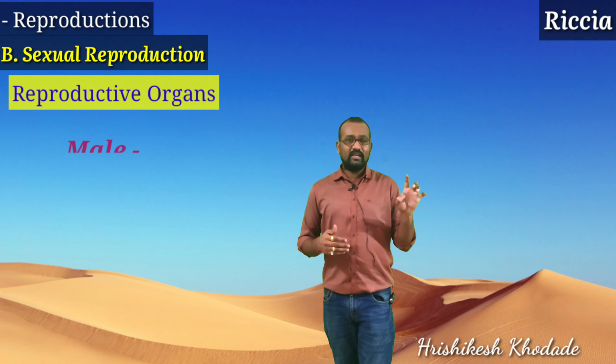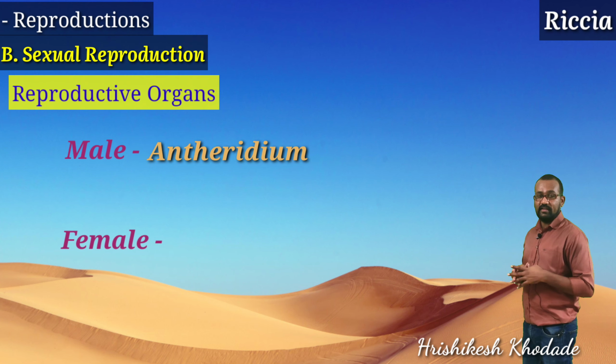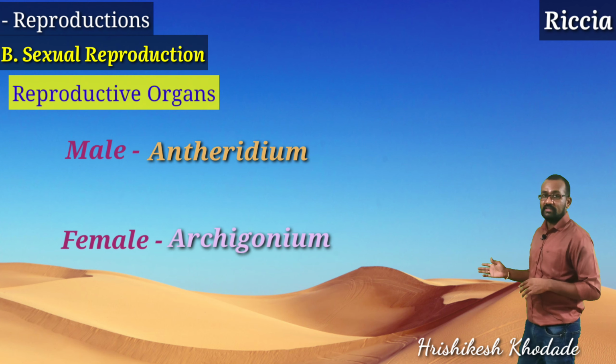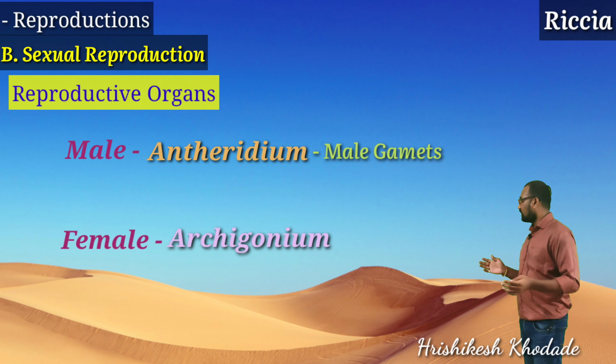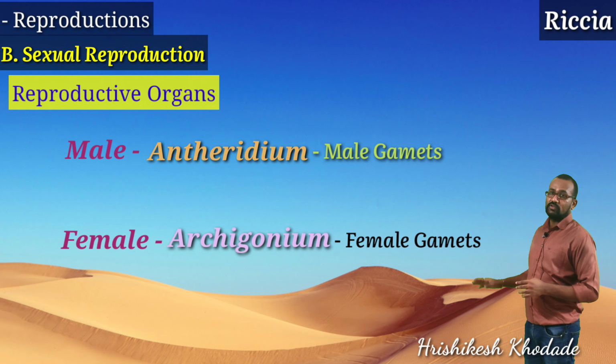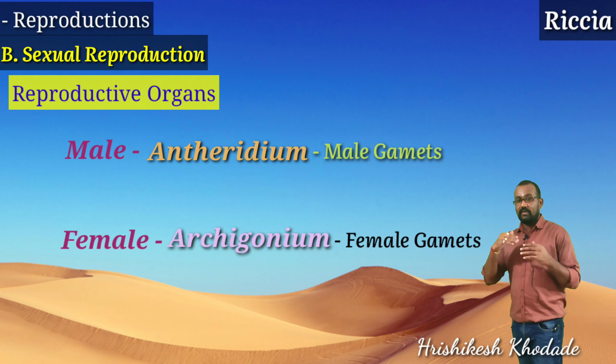Obviously the male reproductive organ and female reproductive organ. The male reproductive organ is known as antheridium and the female reproductive organ is known as archegonium. So antheridium produces male gametes and archegonium produces female gametes. The male gametes and female gametes are involved in the reproduction.